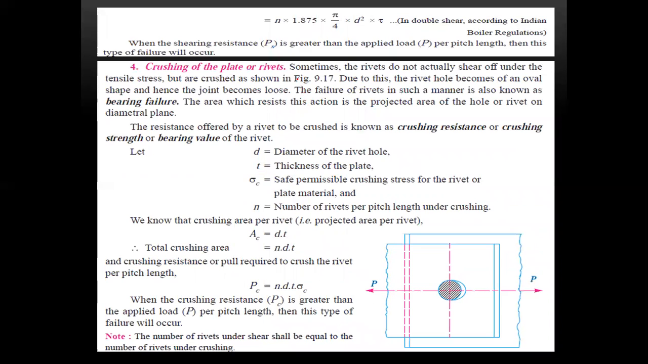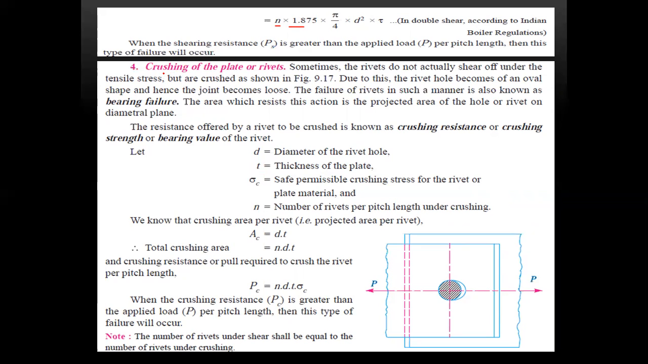Where n is the number of rivets. With this, we can calculate the type of failure by taking this constant: n into 1.875 into pi by 4 d square into tau.